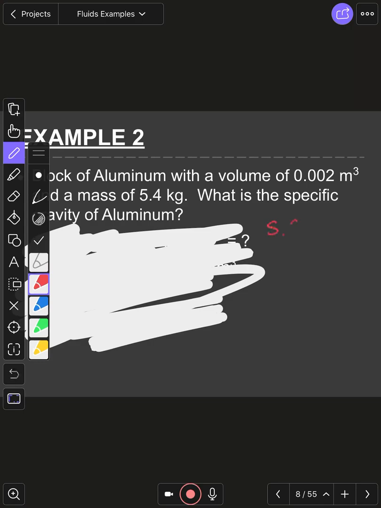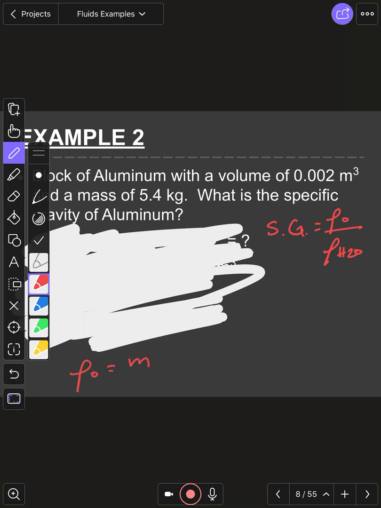Okay, so we have specific gravity, SG, which is going to be the density of your object over the density of water, unless it's saying it's not in water, right? So right now we have a block of aluminum. It's not telling us what it's in. We just want to know what the specific gravity is. So our rho, we don't know it, so we're going to have to solve for it.